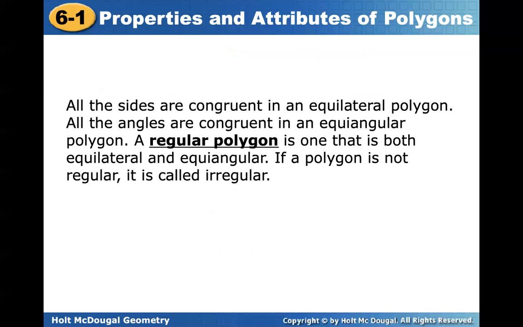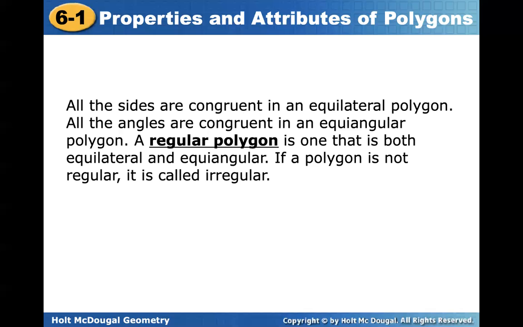All the sides are congruent in an equilateral polygon. So if we talk about equilateral polygons, you're going to hear the word regular used. The word regular means that the polygon has equal sides. So if it's a regular pentagon, all the sides are the same. If it's a regular hexagon, all the sides are the same, 6-sided. Regular octagon, regular decagon, whatever it might be, it has equal side lengths.